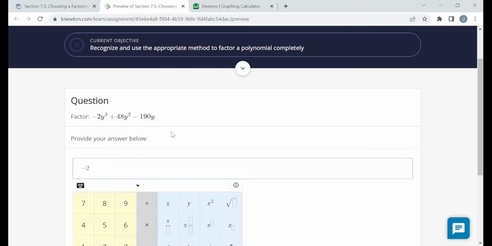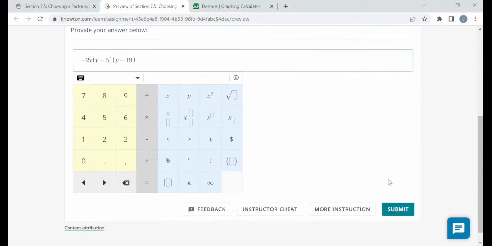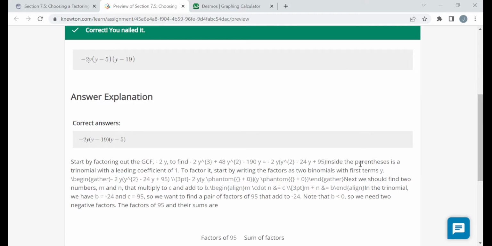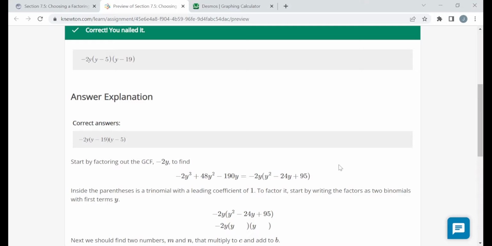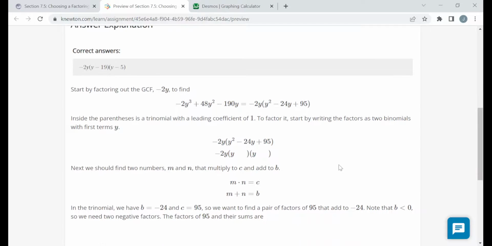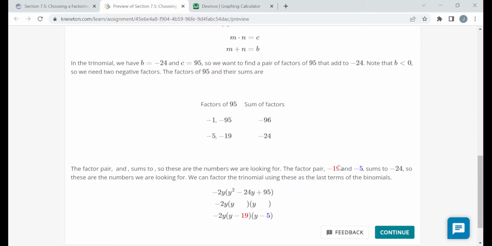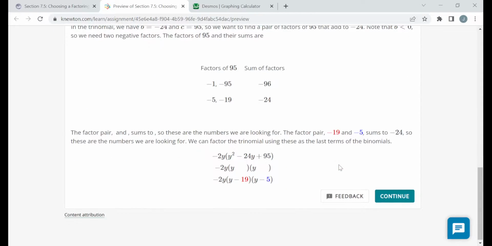So negative 2y times the quantity y minus 5 times the quantity y minus 19. And that should be good. Now when you submit an answer, you'll be told if you're right or wrong, and then given some sort of answer explanation. Please read through these answer explanations just to make sure you understand why something was correct or incorrect. And hopefully you can learn from your mistakes for future questions.